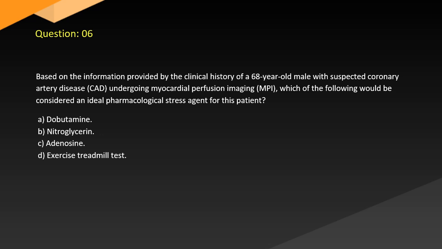Question 6. Based on the information provided by the clinical history of a 68-year-old male with suspected coronary artery disease undergoing myocardial perfusion imaging (MPI), which of the following would be considered an ideal pharmacological stress agent for this patient? A. Dobutamine. B. Nitroglycerin. C. Adenosine. D. Exercise treadmill test.